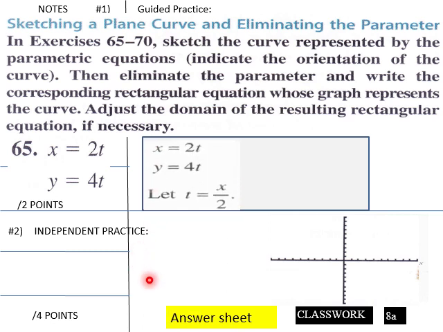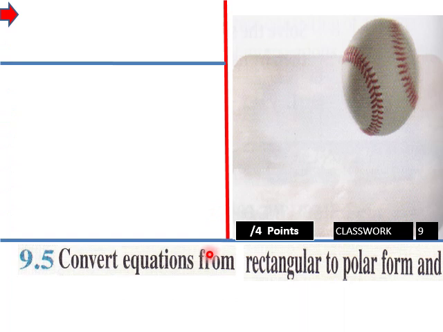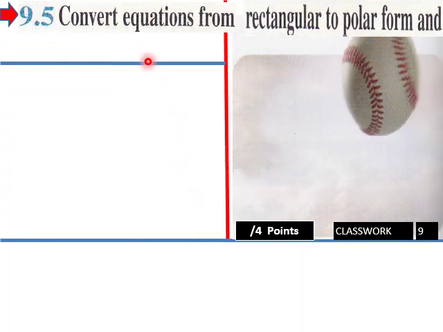Okay, so to do that, we're going to let t equal x over 2 in this situation here. t will equal x over 2, and then we plug that in. y equals 4 times x over 2, so y equals 2x. So there is our first step in eliminating our parameter. Then once you do that, you can continue on to solve that one.